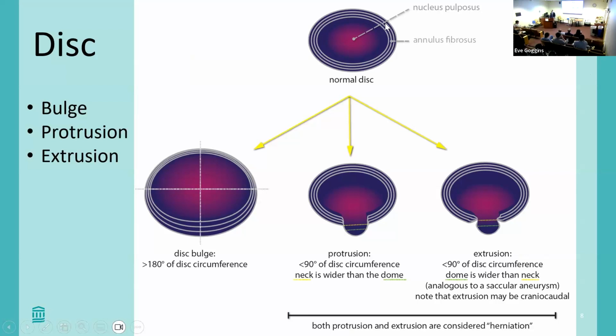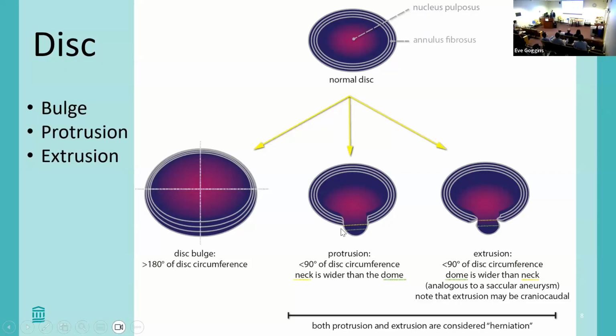It's mirror image. So here's a normal disc in a diagram. The three terms to know are bulge, protrusion, extrusion. So it's just three terms. You know, that article might look fairly complicated, but I'm going to break it down for you. A disc bulge means 180-degree circumference of the disc is bulgy. That's why it's called a disc bulge.